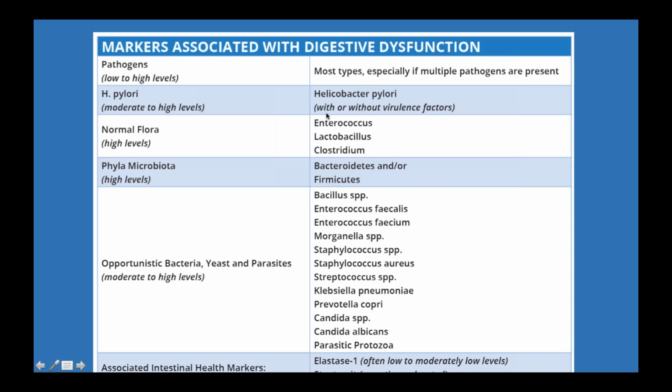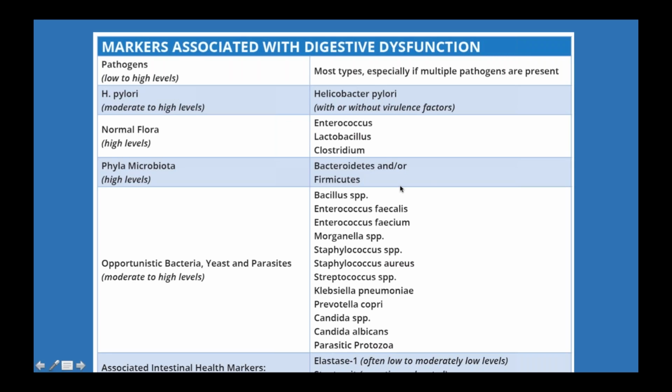Normal flora, typically the ones that we tend to see overgrown at high levels, sometimes low, but usually high, would be Enterococcus, Lactobacillus, and Clostridium. In terms of the phyla, we often see one or both of the phyla at high levels when digestion is not optimal. And then opportunistic bacteria is really the section that we focus in on most, where a lot of these tend to be fairly consistent across different types of digestive insufficiency and malabsorption.